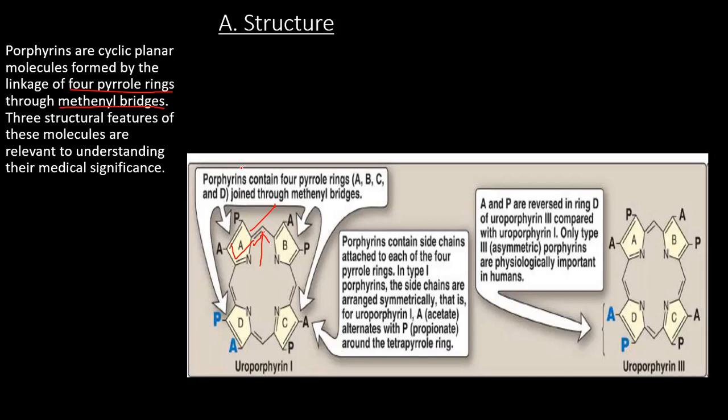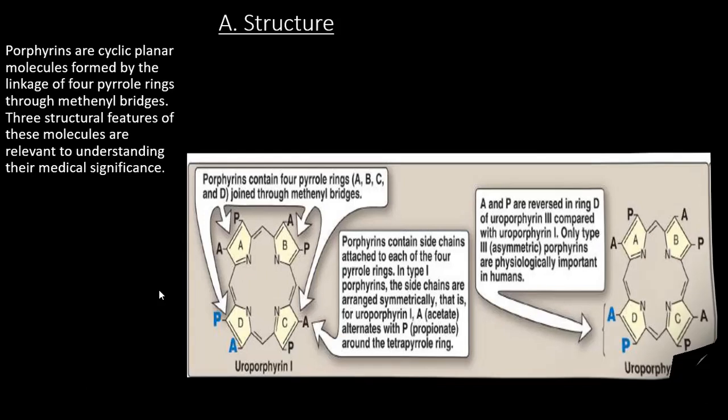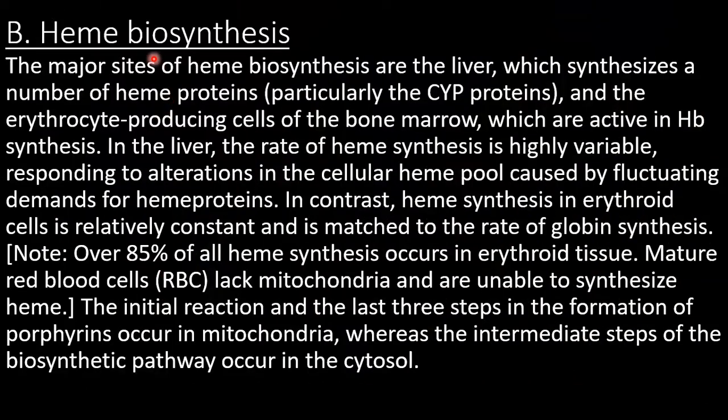Now, the porphyrins of importance to us in humans are the asymmetric porphyrins, the type 3 porphyrins. That one is of medical significance, as it is the one we'll be looking at. Now, heme biosynthesis. The major site for heme biosynthesis is the liver, okay?